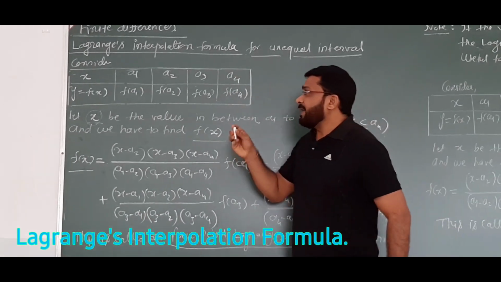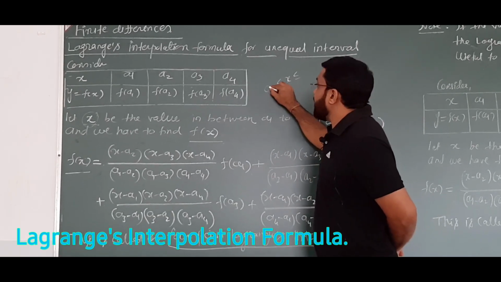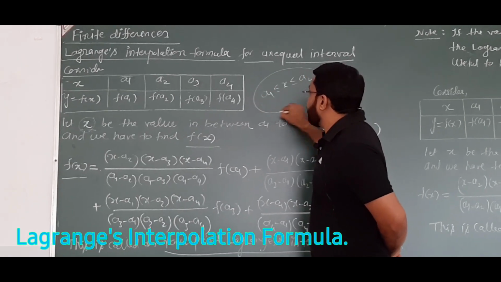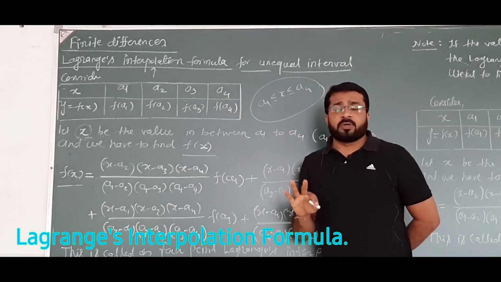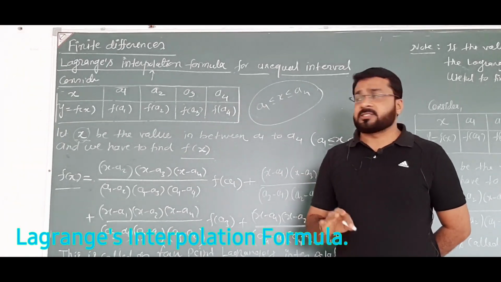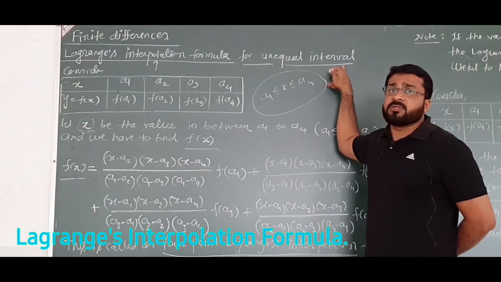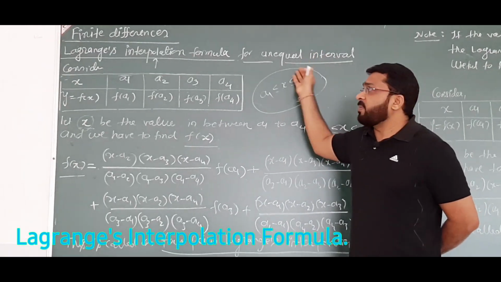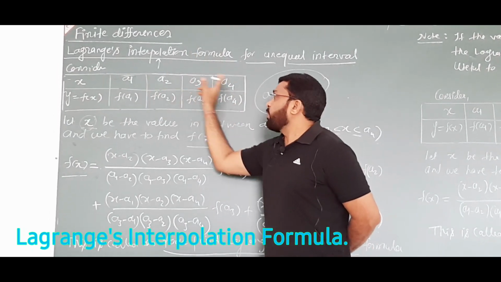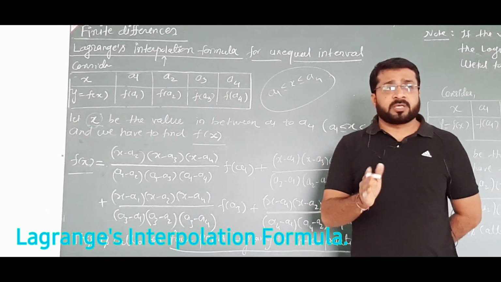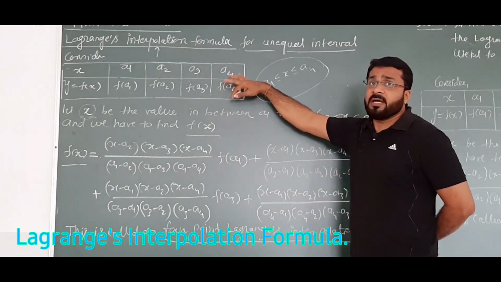I am considering only these four values for writing Lagrange's formula, and we suppose that the x we have to find lies between a1 and a4, therefore it is called the interpolation formula. There are two types, interpolation and extrapolation. Extrapolation means x is less than a1 or greater than a4. So this formula is valid for interpolation, but sometimes if the values are nearer to a1 and a4, we can use it in extrapolation also. Especially, we use it for interpolation.